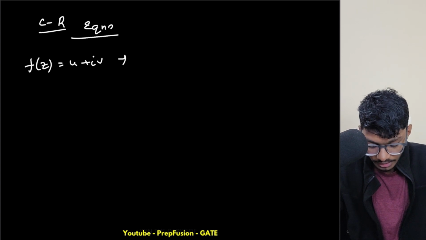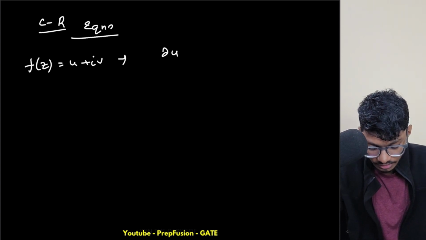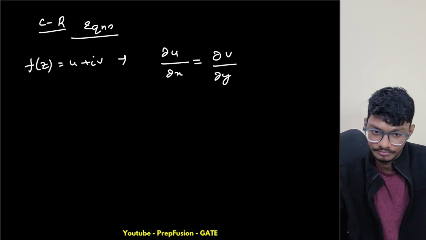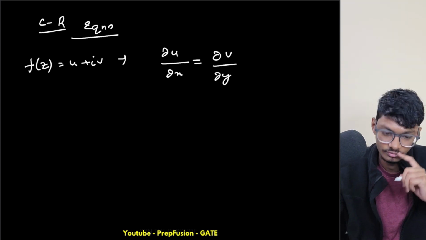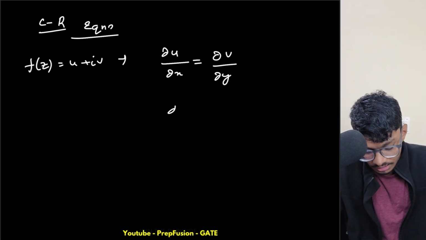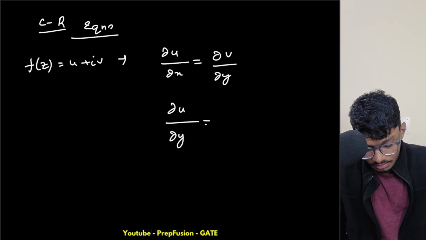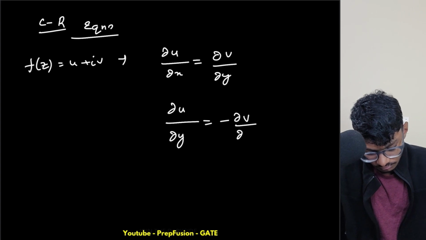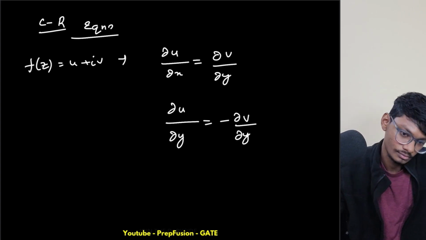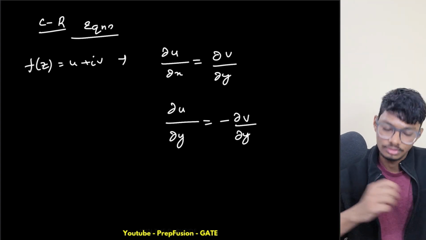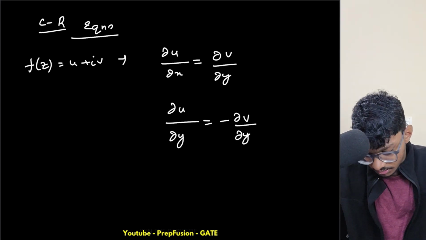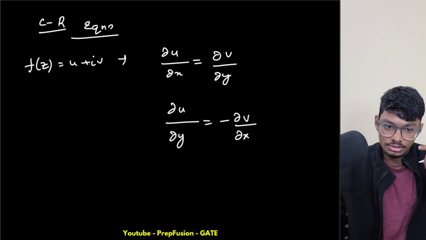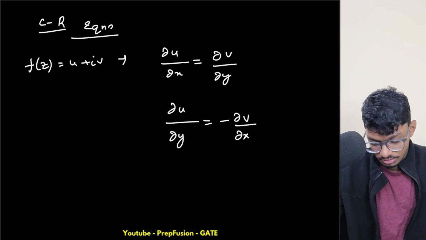And for it to be analytic, which condition needs to be satisfied? Del u upon del x should be equal to del v upon del y. So first, ux should be equal to vy. That is very important. And then del u upon del y equals minus del v upon del x. Sorry, I said del y earlier, this is del v upon del x. Okay, so now let's prove it for each of them.